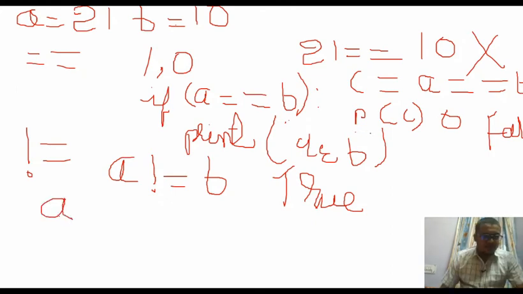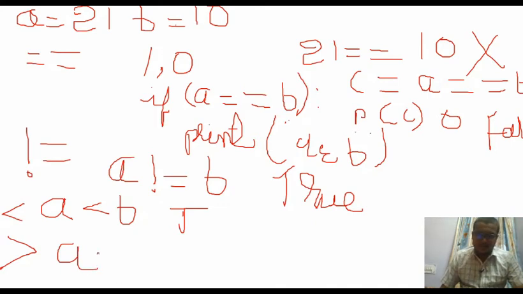Next is the less than operator, whether A is less than B. That is, whether the content present in A is less than the content present in B. If so, then it is a true condition. Then greater than: the content present in A is greater than the content present in B. That is, the content present in the left hand operand is greater than the content present in the right operand. Then it is a true condition.